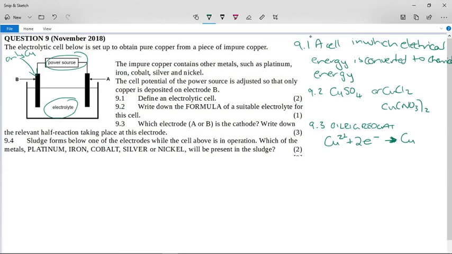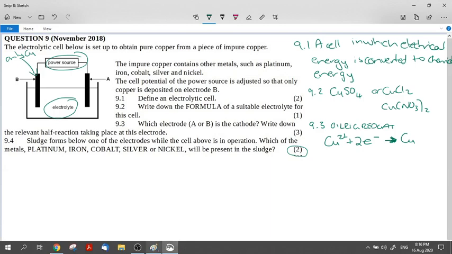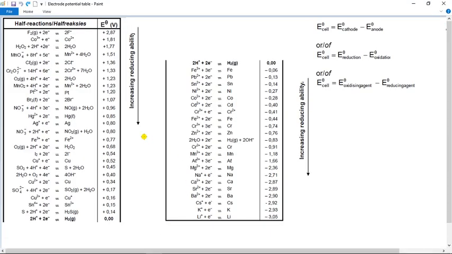Now it says sludge forms below one of the electrodes while the cell is in operation. Which of the metals, platinum, iron, cobalt, silver, or nickel, will be present in the sludge? If I saw 2 marks, I would suspect either 1 metal for 2 marks or 2 metals for 1 mark each. So how would we figure this out? Here is a reaction, copper 2 plus going to copper metal. We go to our table of standard electrode potentials and look for copper 2 plus going to copper metal. Can you see it over here?